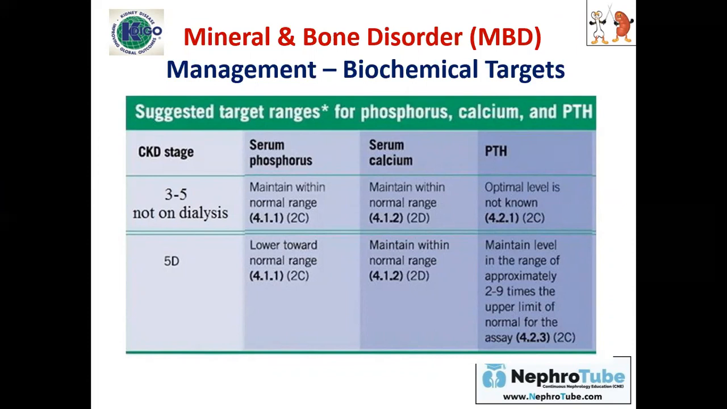Usually, regarding serum calcium and phosphorus, we try to maintain them within the normal range. And regarding the target of PTH, I said that in patients, especially those on hemodialysis, the range from 2 to 9 times the normal may be accepted, depending on trend. Regarding patients who are not on dialysis, the optimal PTH level is not known.